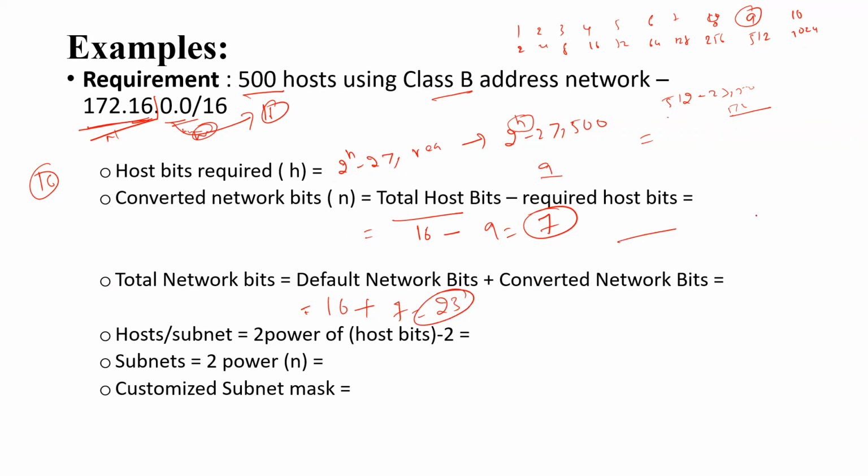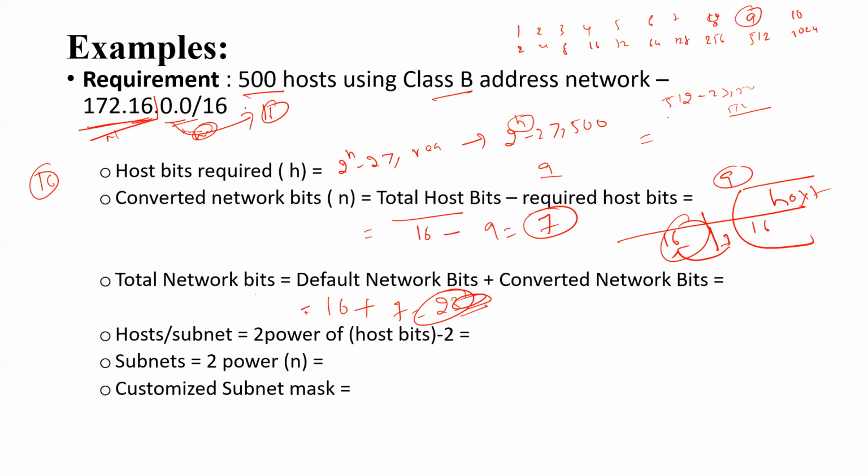So what does it mean? We have 16 host bits, and among those 16, we require only 9 bits as the host portion. The remaining 7, out of the total 16, we are adding into the network portion. That gives the total number of network bits, which is 23. So what we are doing is we have /23 here.